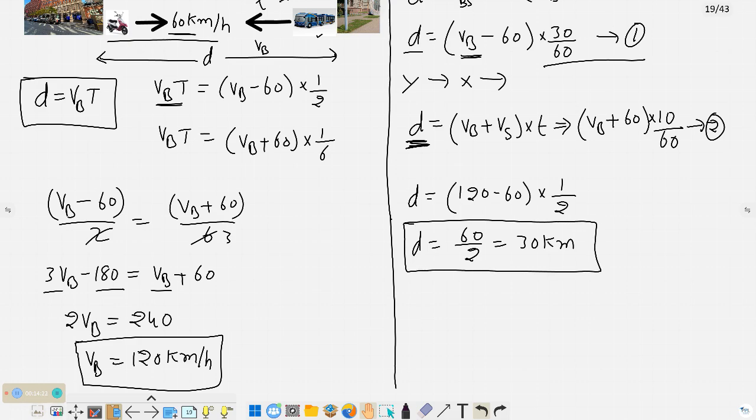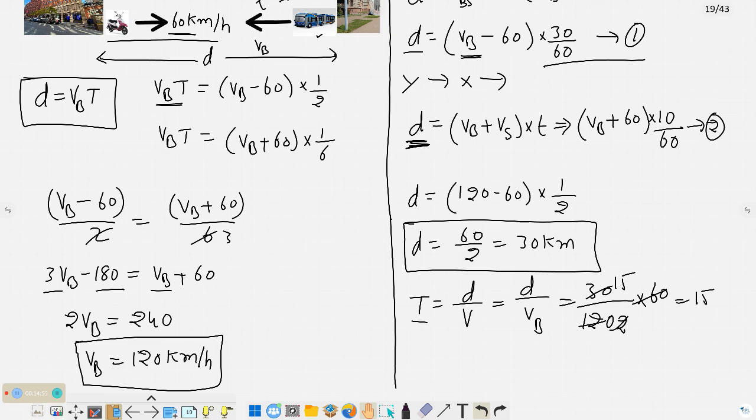How much time will it take to cover it? Time taken is equal to distance by speed of the bus. The distance is 30 kilometers and the speed is 120 kilometers per hour. To convert the answer into minutes, multiply by 60, because 1 hour contains 60 minutes. If you calculate, this is 2 times 2, which gives 15.